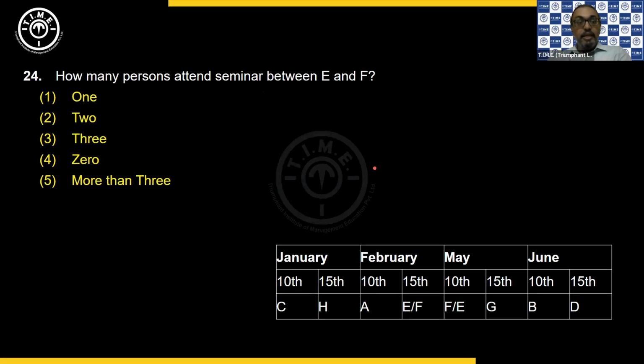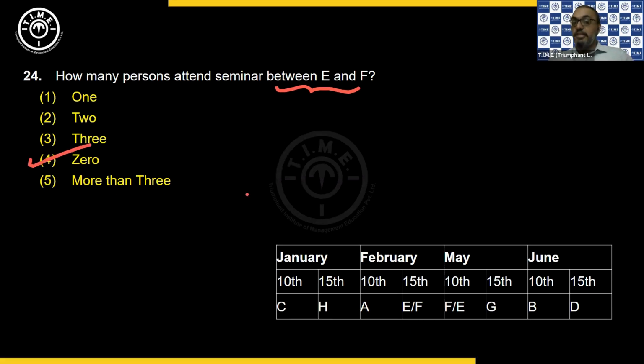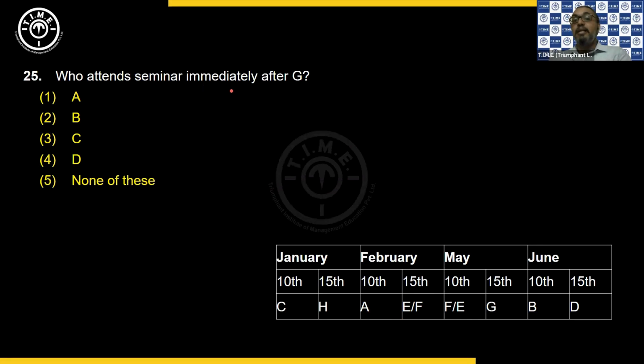Okay. Next, how many persons attend the seminar between E and F? Yes. Between E and F. Correct. Now here you don't need to know about the positions of E or F. It will always be 0 or no one between E and F. Correct. Okay. Good. And then who attends the seminar immediately after G?